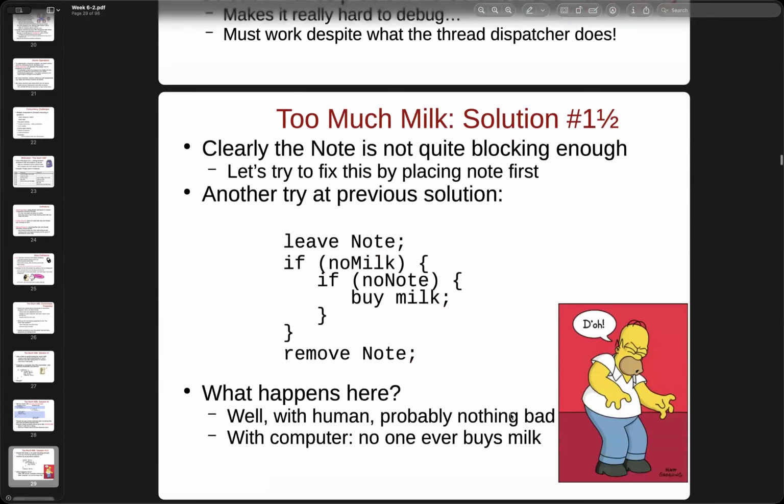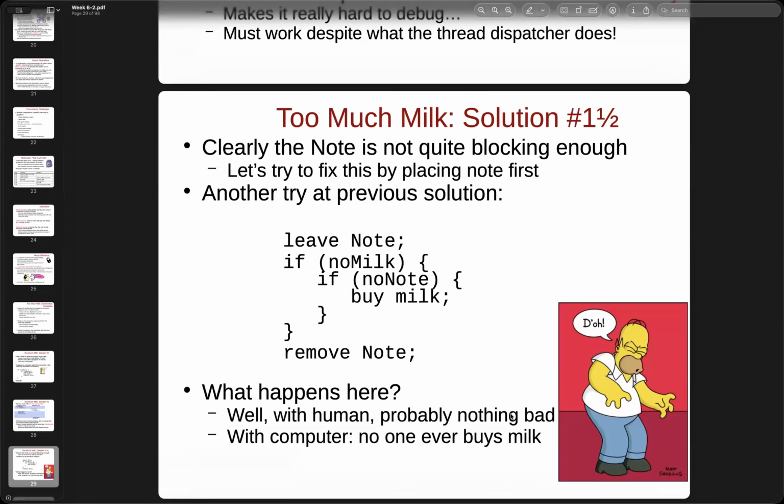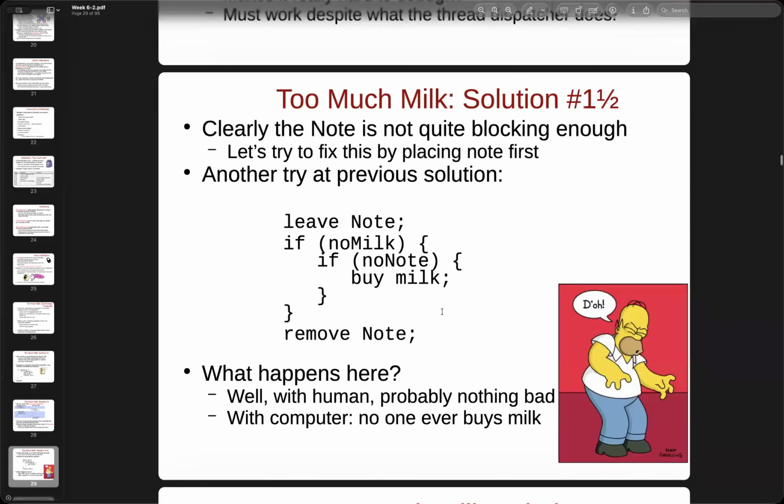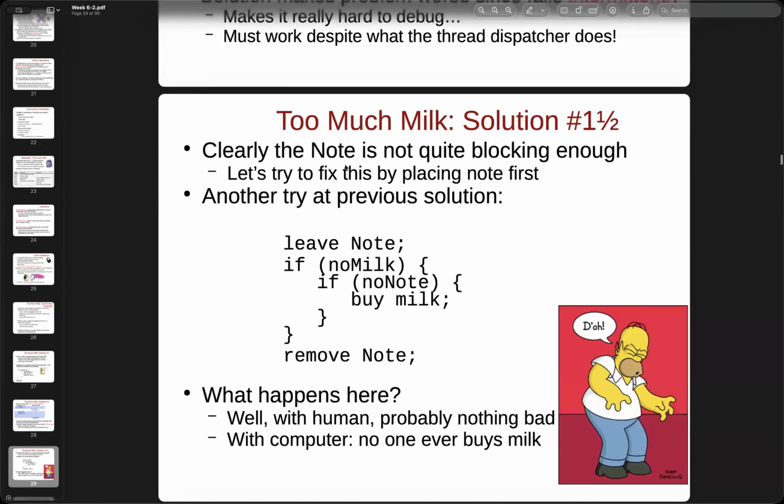Then how can we make it better? Clearly the note is not blocking enough. How can we fix it by placing a note first? How about this? Otherwise, I will leave the note. I check if there's no milk and no note, then buy the milk. After we buy the milk, we remove the note. Then how about this one? What happened?